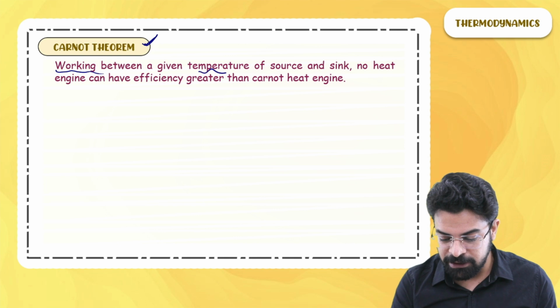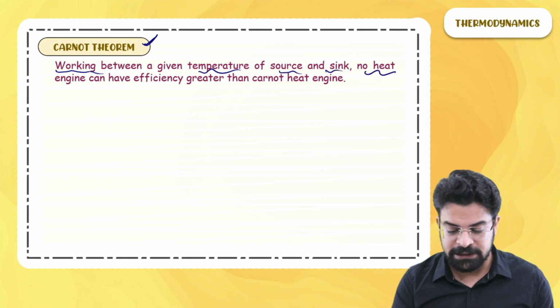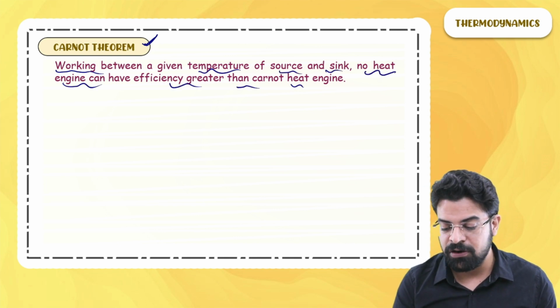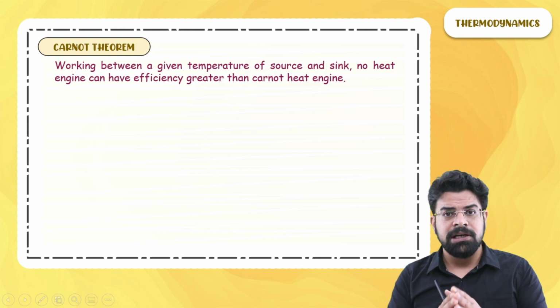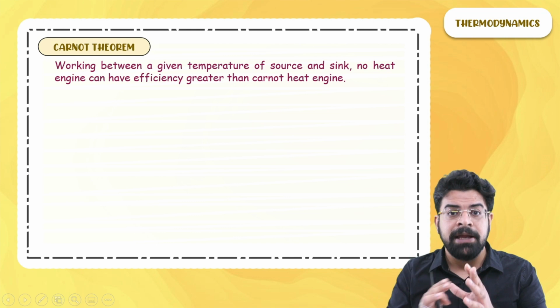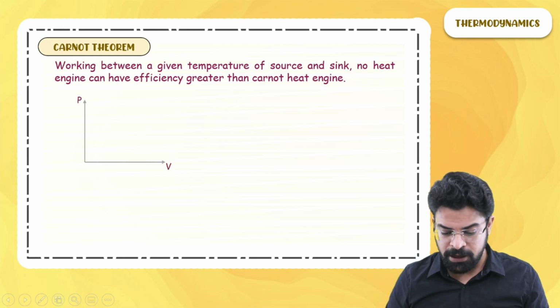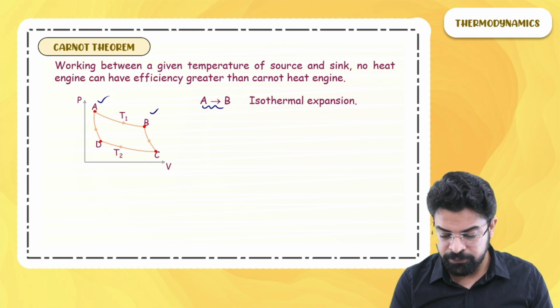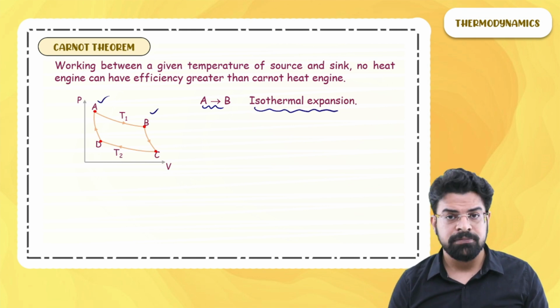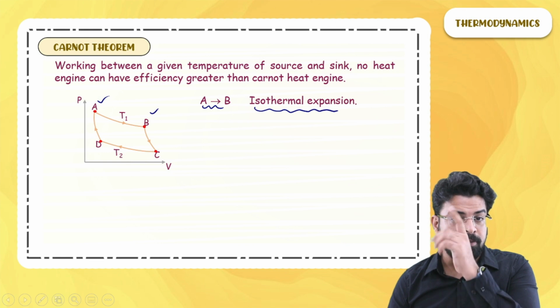So what does Carnot's theorem tell us? Working between a given temperature of source and sink, no heat engine can have efficiency greater than a Carnot heat engine. Now what is a Carnot heat engine? A Carnot heat engine is a 4-step heat engine. The 4 steps are: the first step, going from A to B, is isothermal expansion. So first the gas undergoes isothermal expansion.